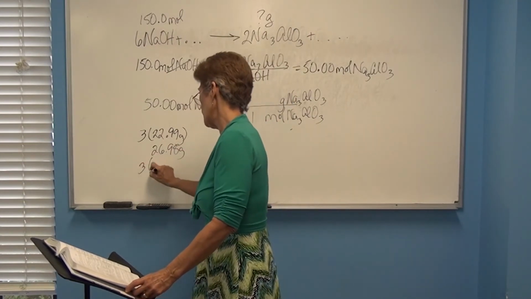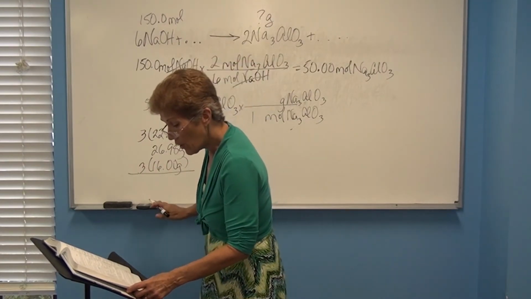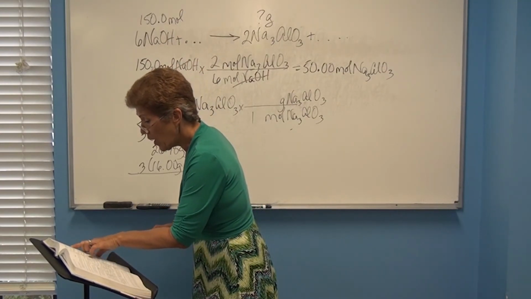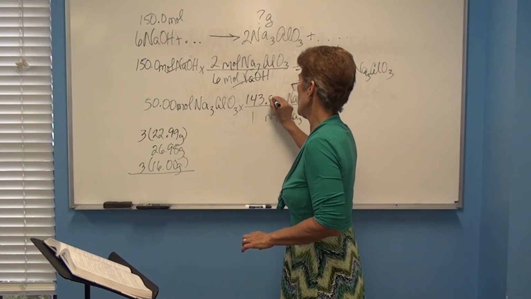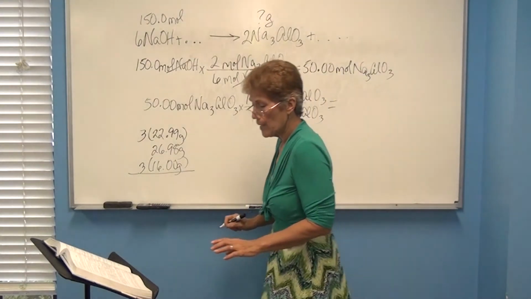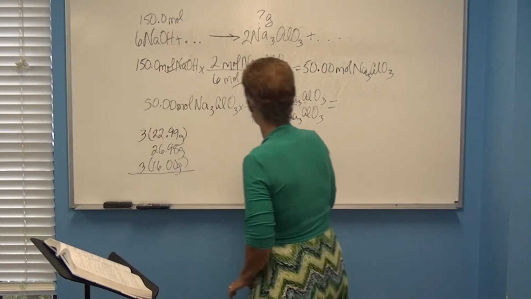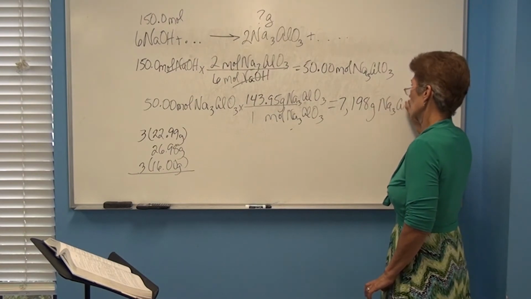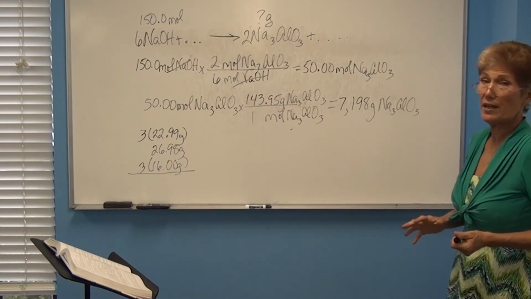And 3 times oxygen, which is 16. And so when we do all that, what we end up getting is 143.95. So I'm going to put it up here, 143.95. And that's the right number of significant figures, because you're going to go to the tenth place. And so what we end up getting from all that, in 4 significant figures, is 7,198 grams of that particular product when we start with 150 moles of sodium hydroxide.